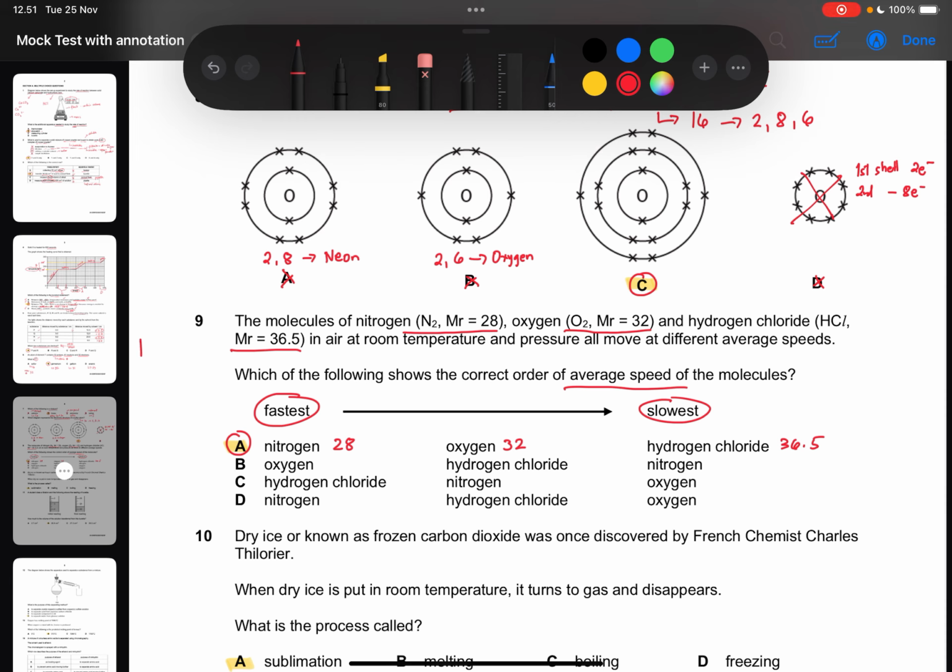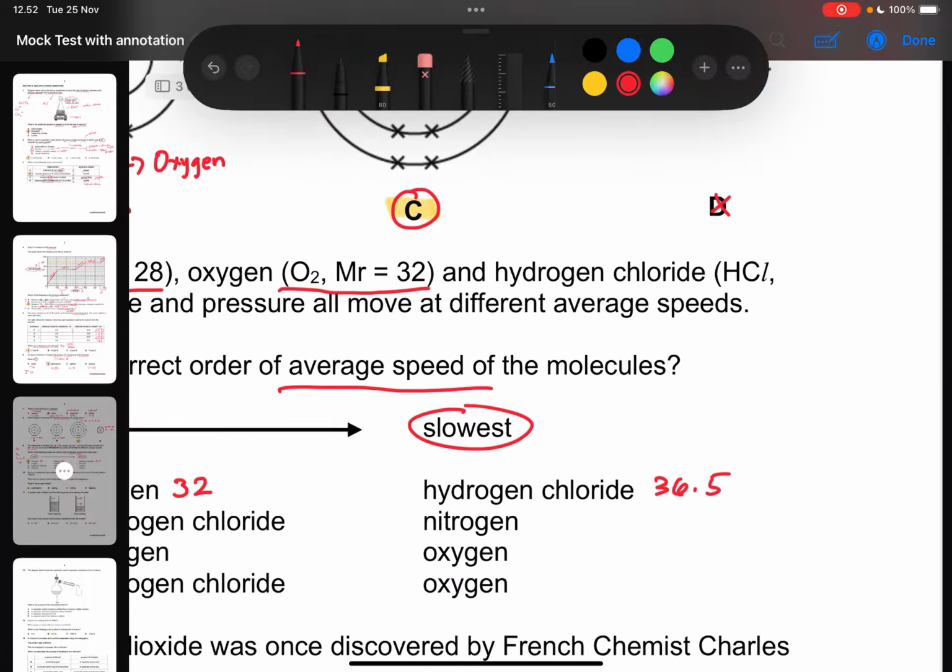Remember, how do we calculate MR? We're going to multiply the number of atoms for every element with its mass, and then add for however many elements we have in a compound. So for example, in N2, there are 2 N's. So therefore it's 2 times nitrogen, which has a mass of 14. So that's how we get 28. Another example, let's say we have H2O.